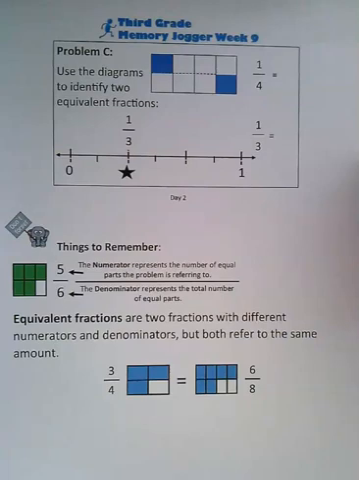Equivalent fractions are two fractions with different numerators and denominators, but both refer to the same amount. In this example, we can see the same amount of the two rectangles is shaded. 3/4 is shaded on the left and 6/8 is shaded on the right. Numerators and denominators are different even though the same amount is shaded. The reason is the first rectangle is partitioned into 4 equal parts with 3 shaded, and the second rectangle is partitioned into 8 parts with 6 shaded.